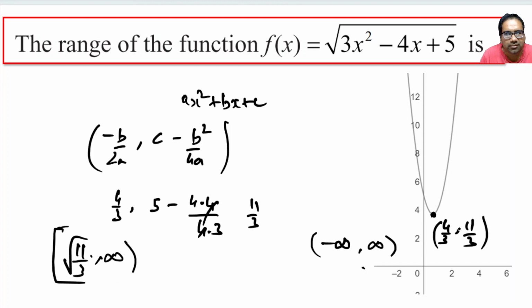This is a closed bracket here because this point is there on the graph. Root of 11 by 3 is there on the graph. So this is the range of this function. The minimum value is root 11 by 3 and the max can be anything. The expression 3x squared minus 4x plus 5 is unlimited, it can go as big as we want, and the root of this will also go as big as we want.